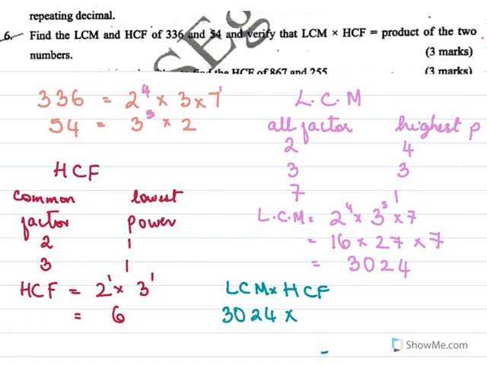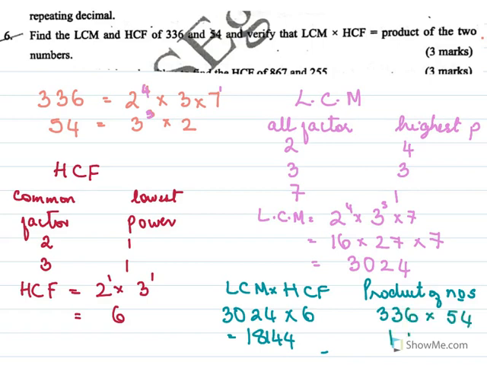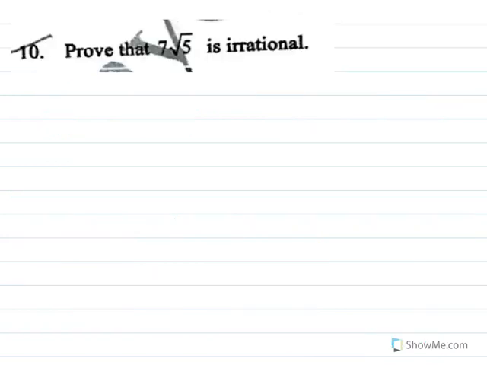Now for the next part, we have to find the product of LCM and HCF. And that is 3024 into 6, which is equal to 18144. And this is product of numbers. And the numbers are 336 into 54, which is also 18144. So it is equal, the LCM into HCF equal to product of numbers.